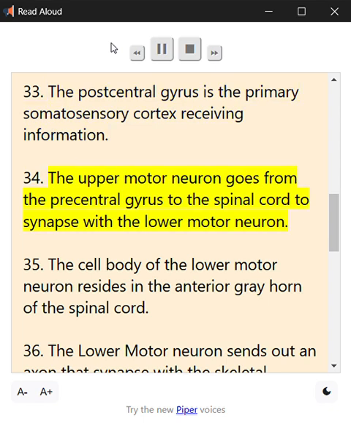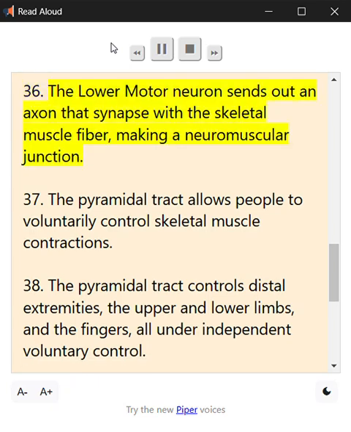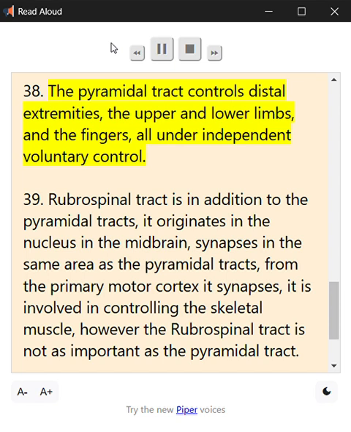34. The upper motor neuron goes from the precentral gyrus to the spinal cord to synapse with the lower motor neuron. 35. The cell body of the lower motor neuron resides in the anterior gray horn of the spinal cord. 36. The lower motor neuron sends out an axon that synapses with the skeletal muscle fiber, making a neuromuscular junction. 37. The pyramidal tract allows people to voluntarily control skeletal muscle contractions. 38. The pyramidal tract controls distal extremities, the upper and lower limbs, and the fingers, all under independent voluntary control. 39. Rubrospinal tract is in addition to the pyramidal tracts.